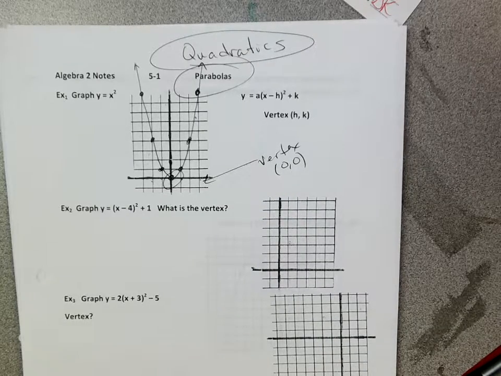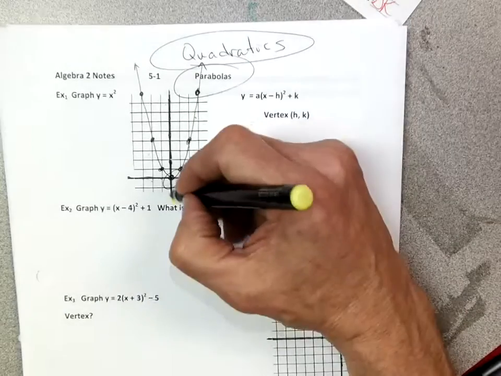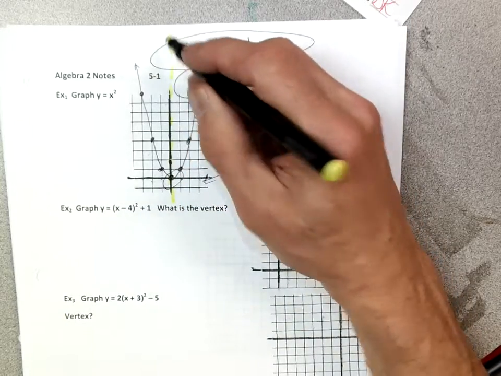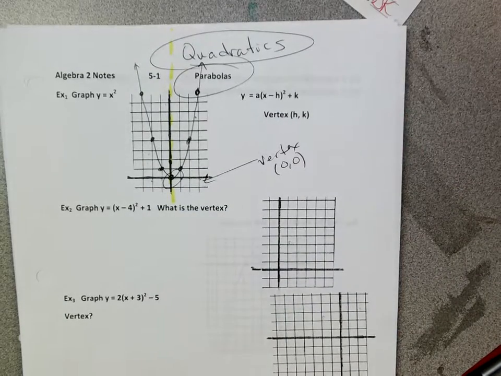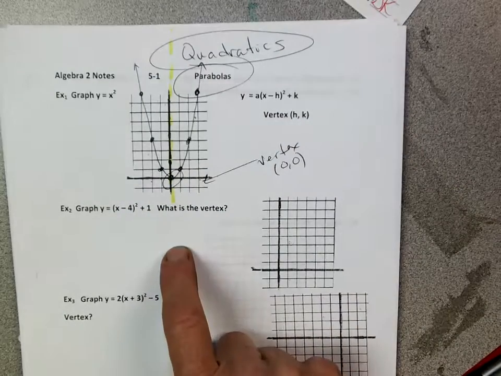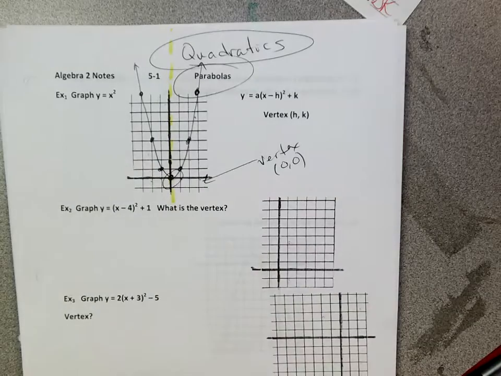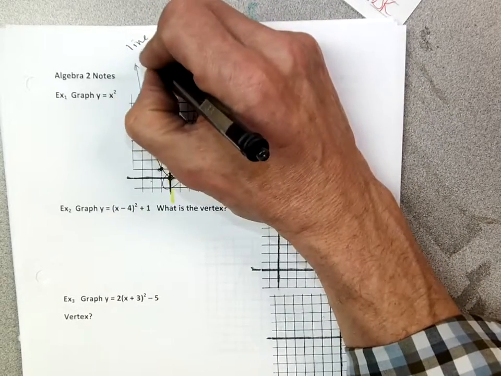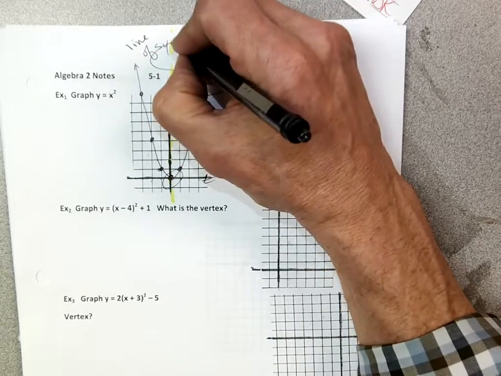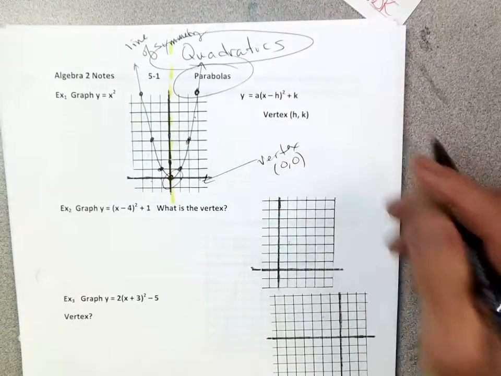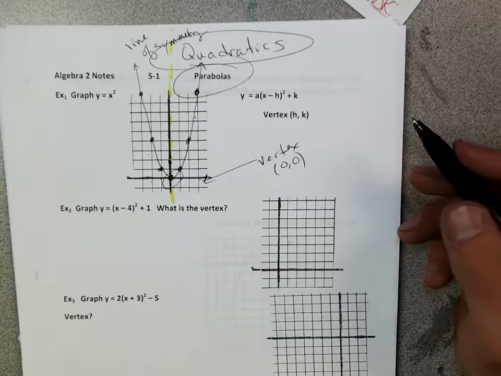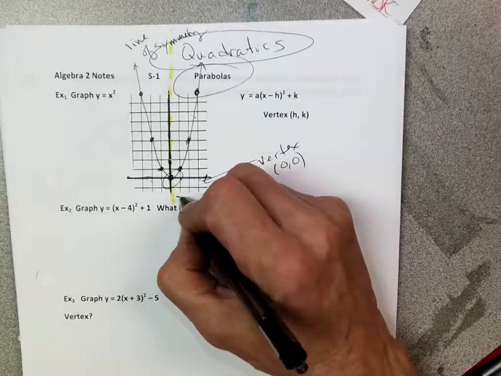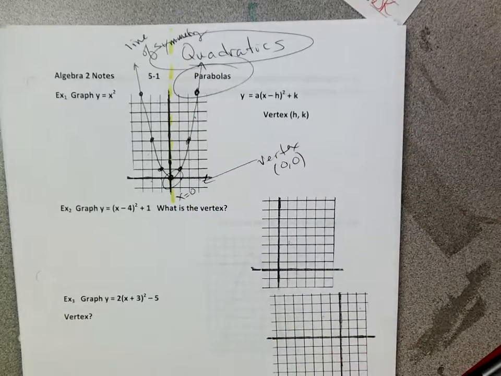It's symmetrical, which means it can be folded onto itself. So it has a line of symmetry. The line of symmetry just goes straight down the middle. The line of symmetry always goes to the vertex. That's my line of symmetry. It has an equation. It's an x equal equation. In this case, it's just x equals 0 because it goes through 0, okay?